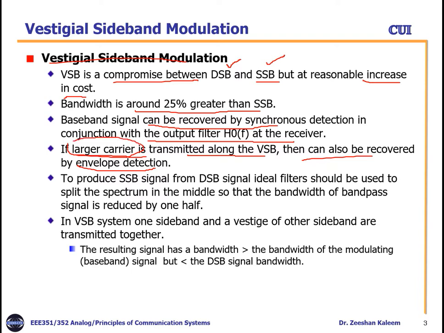To produce the single sideband signal from the double sideband signal, an ideal filter should be used to split the spectrum in the middle so that the bandwidth of the bandpass signal is reduced by 1/2. So we also need that to produce single sideband. We need an additional filter at the transmitter side as well, which we call the input filter, with transfer function H_i(f). In a VSB system, one sideband and one vestige of the other sideband are transmitted together.